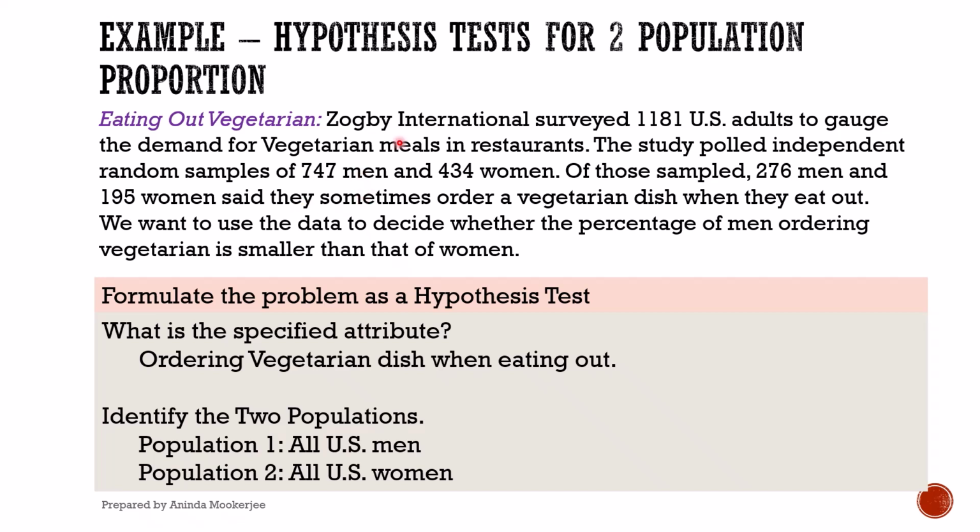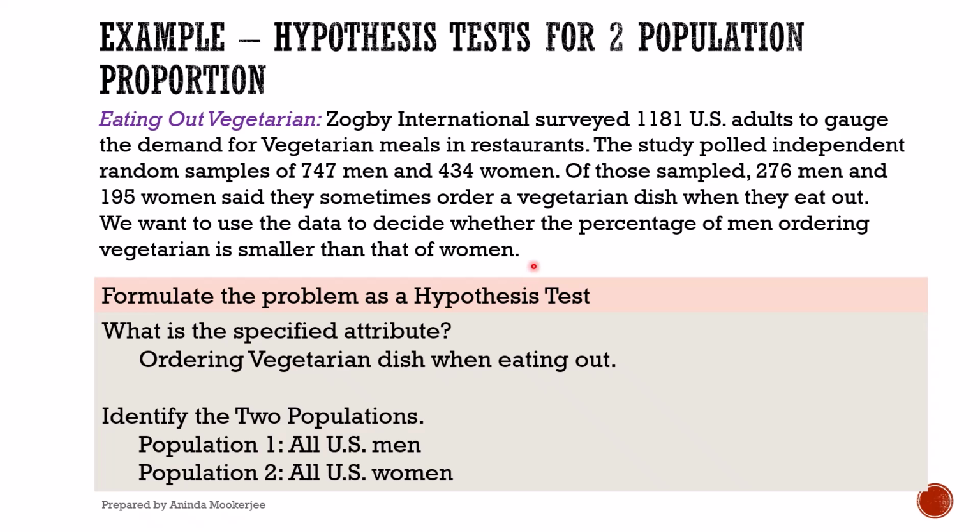So it says here, Zogby International surveyed 1,181 US adults to gauge the demand for vegetarian meals in restaurants. The study polled independent random samples of 747 men and 434 women. Of those sampled, 276 men and 195 women said they sometimes order a vegetarian dish when they eat out. We want to use the data to decide whether the percentage of men ordering vegetarian is smaller than that of women.